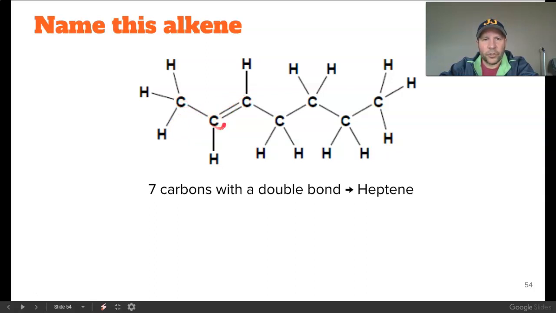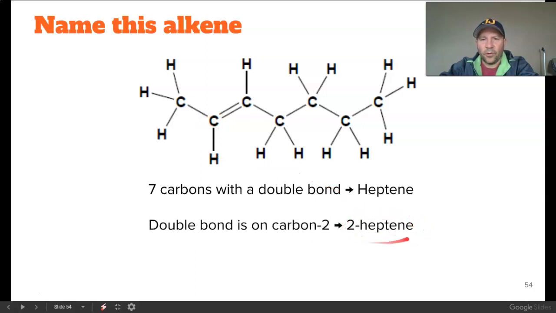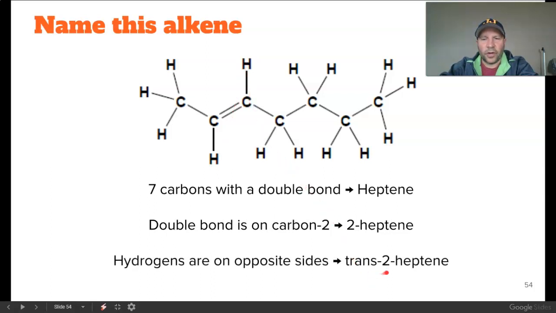Now, what carbon is that double bond coming off of? Looks like number 2. So if it's coming off number 2, we now know it's based off of 2-heptene right there. And then if it's not coming off of carbon 1, we got to tell whether it's cis or trans. So notice this hydrogen's on the bottom, this hydrogen's on the top. That's a trans. So I would call this trans 2-heptene. That's what we're looking at right there. Something to keep in mind when you go through.